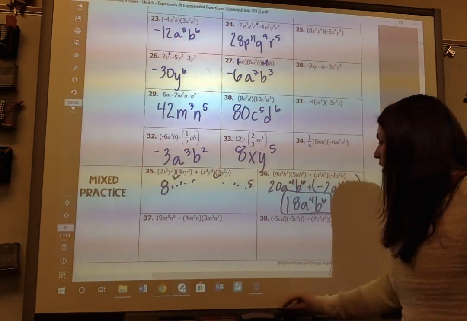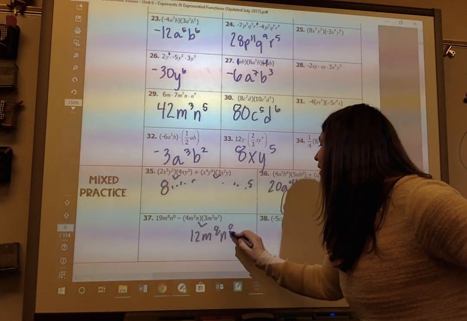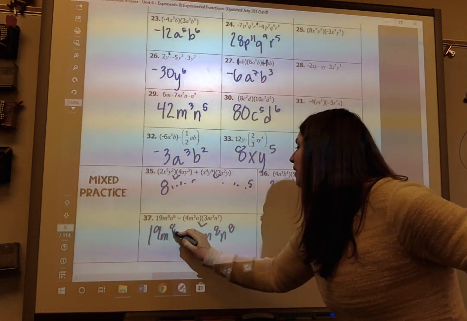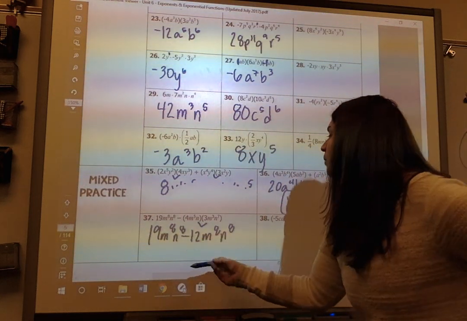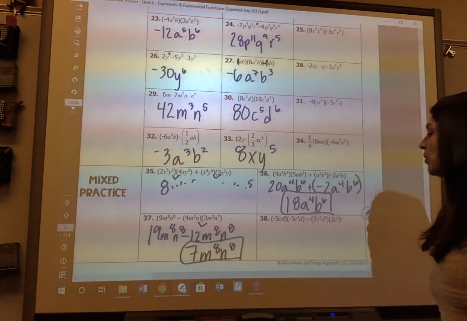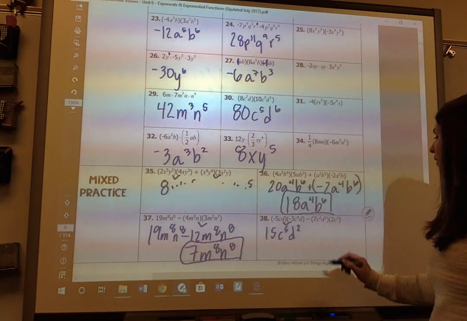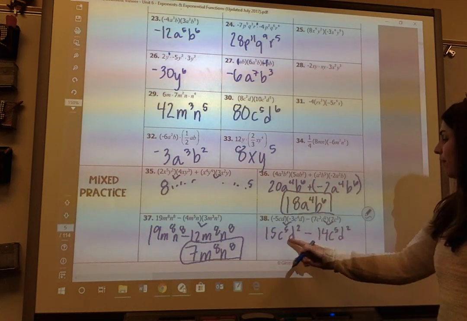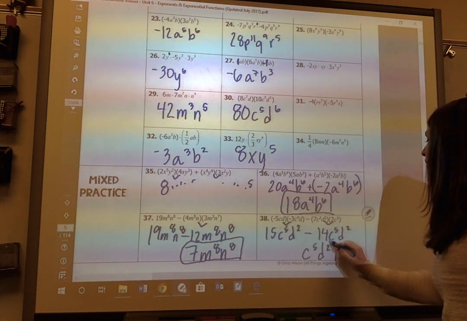All right, let's look at that 37. I'm going to multiply here, and I get 12m to the 8th, n to the 8th, and it's negative because of that sign. And I get 19m to the 8th, n to the 8th. Do my variables match? Yes, these are like terms because they're exactly the same. So when I combine them, I get 7m to the 8th, n to the 8th. Variables don't change. And lastly, I get 15c to the 5th, d squared. And over here, I get 14c to the 5th, d squared. And I subtract them. Variables are matching up. These are like terms. So I get c to the 5th, d squared is my answer.